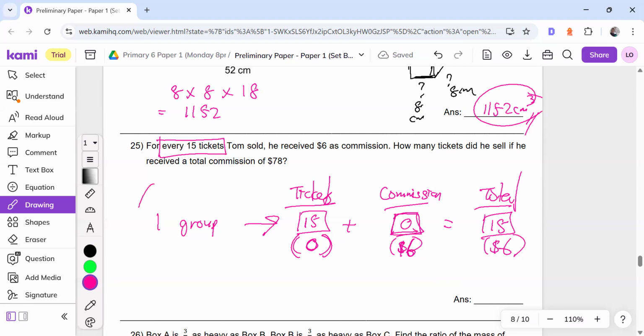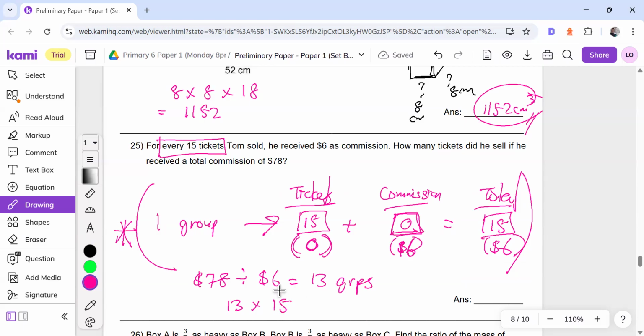And by the way, do I need to write this thing down? No need, because if the question is too simple, you don't even need to write all this. So you just take $78 and then you divide by how much is one group, and you will get 13 groups. If there are 13 groups, how many tickets? Then just 13 times 15, because one group is 15 tickets. So 13 times 15, you will get 195 tickets.